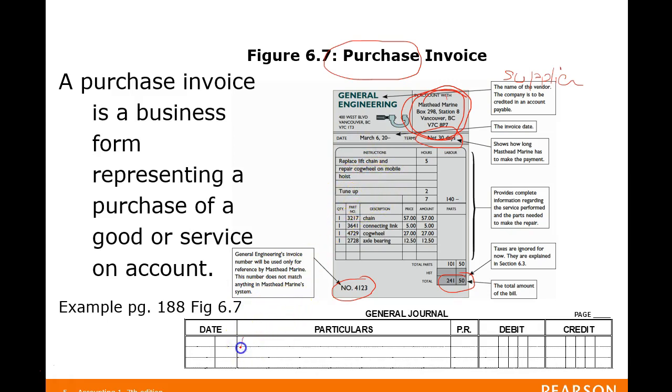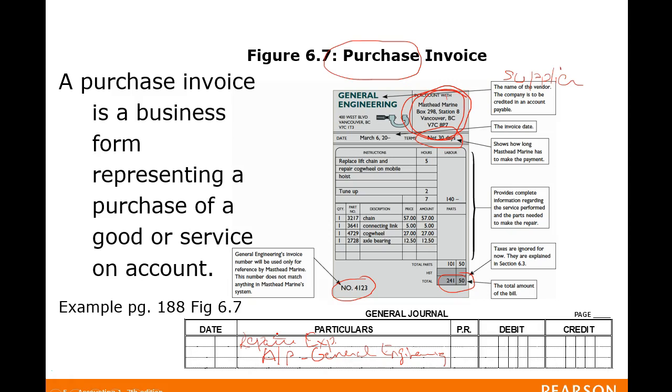So I'm going to tell you what account you're going to debit. You're going to debit repairs expense. Okay? And then you're going to credit accounts payable General Engineering. So anytime you see a purchase invoice, you're always going to credit accounts payable, and you'll debit whatever it is that you purchase. So whether it was an asset or an expense, you're going to debit that account.